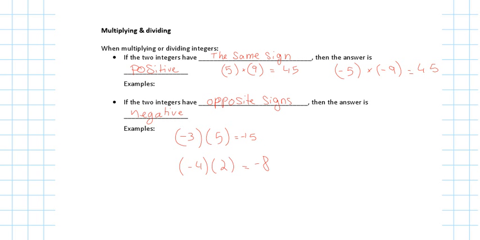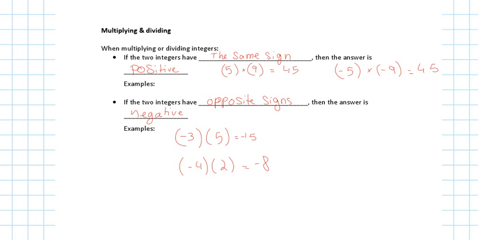So I have this green sheet right here. And remember, this also works with division. A negative times a negative is positive. A positive times a negative is negative. A negative times a positive is negative. And a positive times a positive is positive. So when the signs are the same, you're going to end up with a positive. When the signs are different, you're going to end up with a negative. And that goes for multiplication and or division.